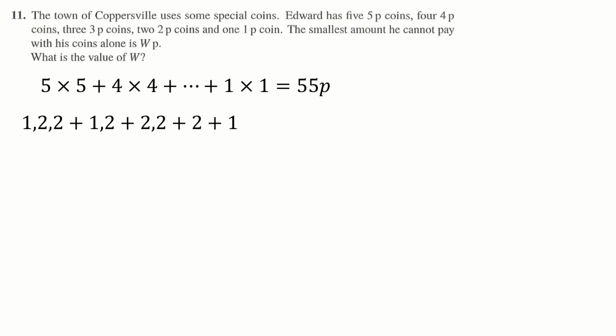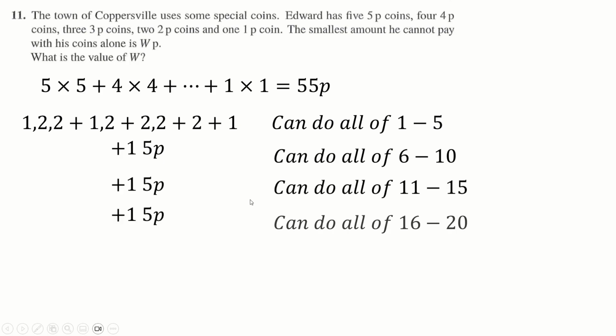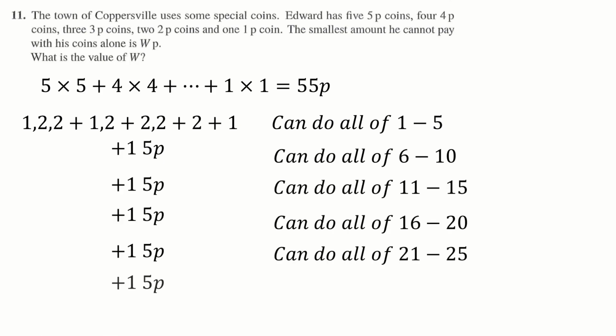Now, I can also get all the numbers from 6 to 10 because I have a bunch of 5p coins. So if I just use a 5p coin in all of these combinations, I can do all the numbers from 6 to 10 by just doing 5 and 1, and 5 and 2, and so on. But I have 5p coins, so I may as well just do this a bunch of times and get all the numbers up to, I think, 30 by doing this system. So that's cool. I can definitely get everything up to 30.